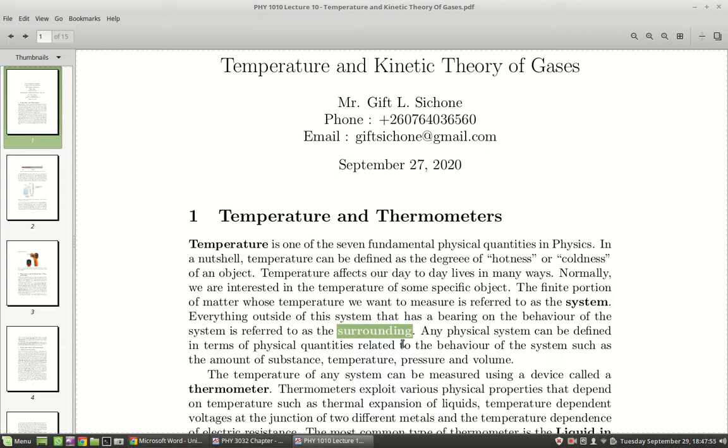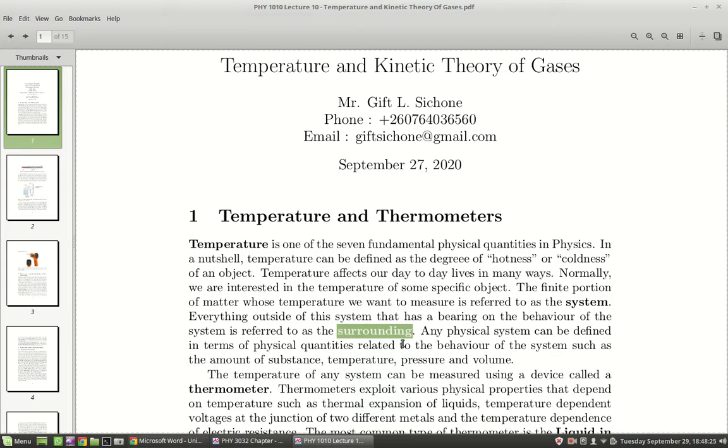Okay, so basically that's that about temperature. You want to measure the temperature of some specific object. That specific object whose temperature you want to measure is what we refer to as a system, and anything which is in close contact with that particular system whose temperature you are not interested in, we group them and we say they are the surrounding.